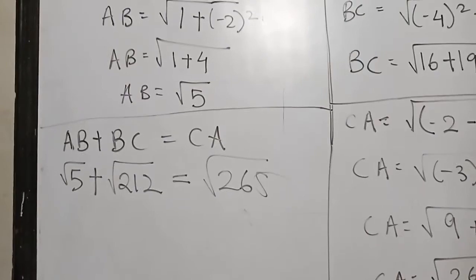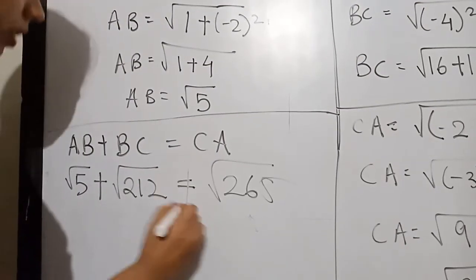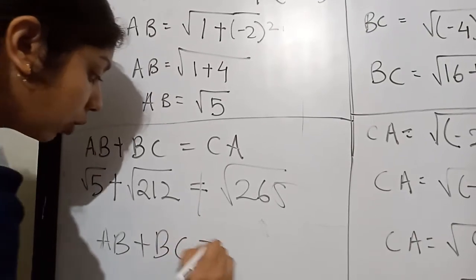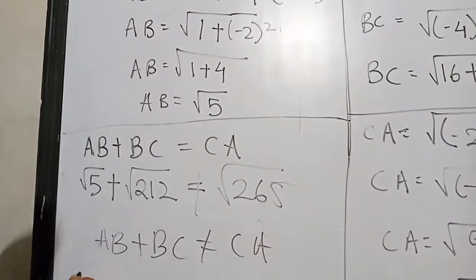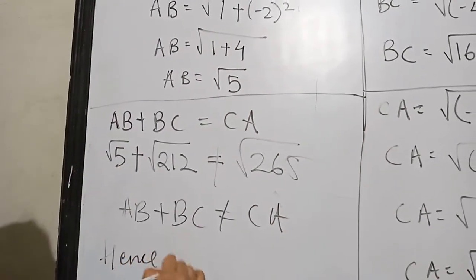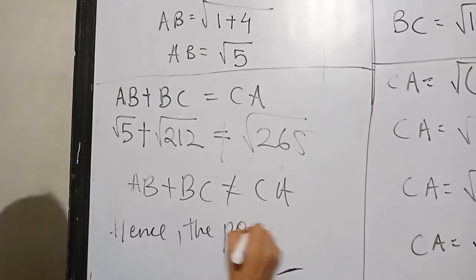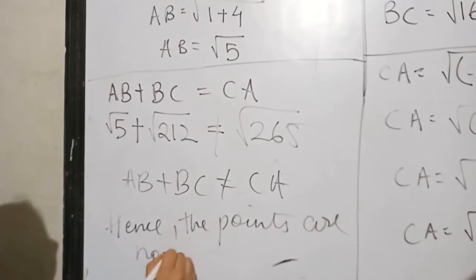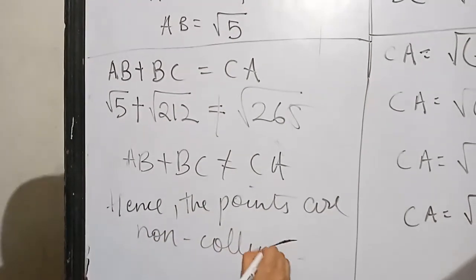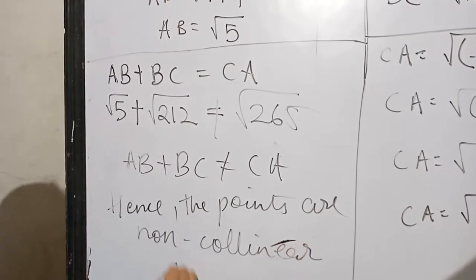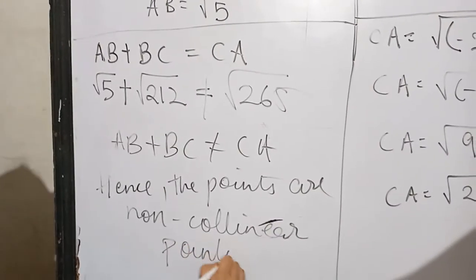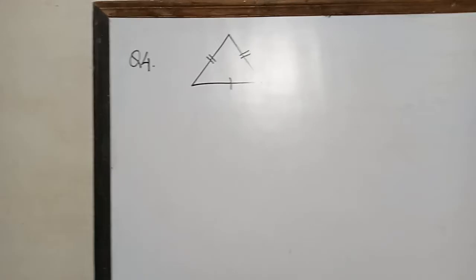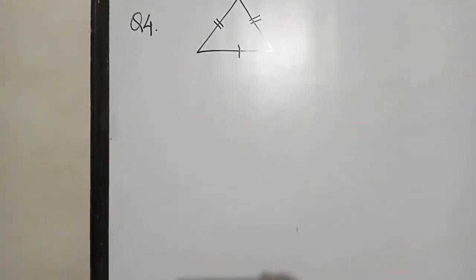We see over here AB plus BC is not equal to CA. AB plus BC is not equal to CA. Hence the points are non-collinear points. This completes your question 3. Let us move on to question number 4.